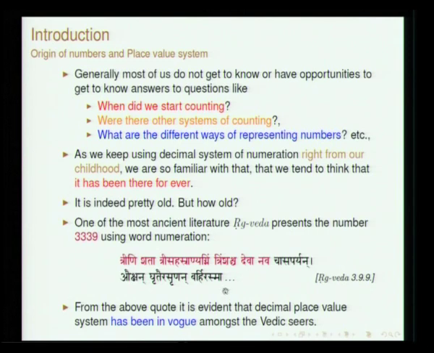As I was mentioning, many of us do not pose the question, when did we start counting, what are the different systems of counting, or what are the different ways of representing numbers. We have one way of representing, so that is all fine. Script is different, but even for the way of representation, normally two things are known, that is what I learnt. One is the so called Arabic notation, and the other is the Roman notation. These are the two things which are generally taught. We are so familiar that we do not even ask whether there could be other representations, and when this way of using notation started.